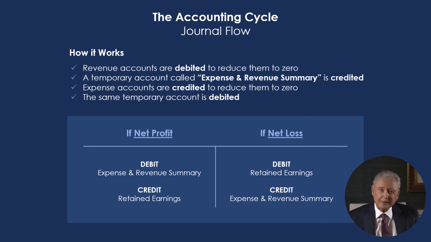Revenue accounts are debited their full amount, setting them to zero. A T account or ledger entitled Expense and Revenue Summary is credited. Expense accounts are credited, and Expense and Revenue Summary is debited for their full amount. The excess of revenue over expense is profit. Debit expense and revenue summary, and credit retained earnings.